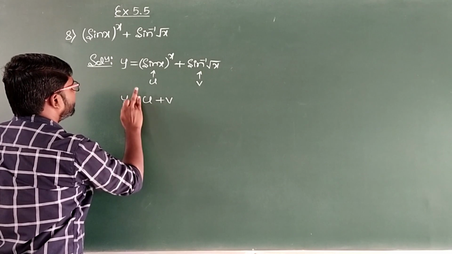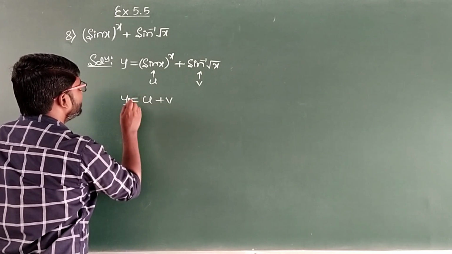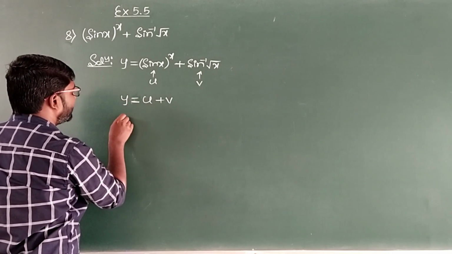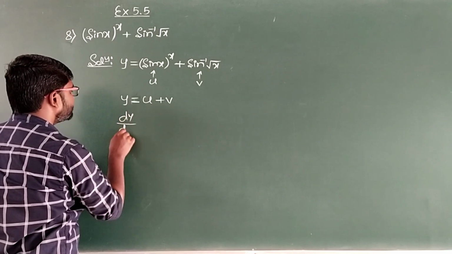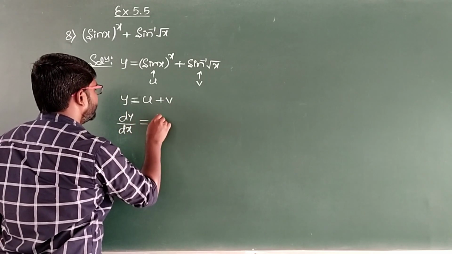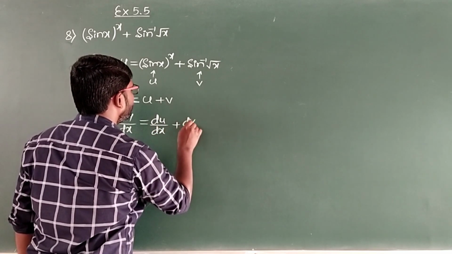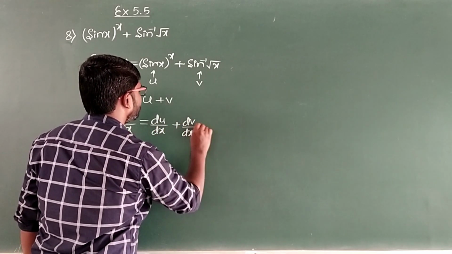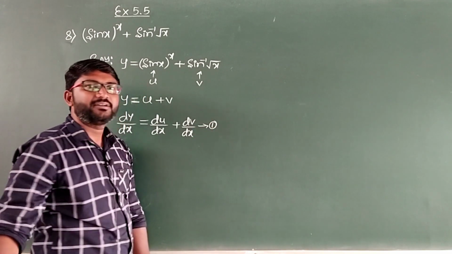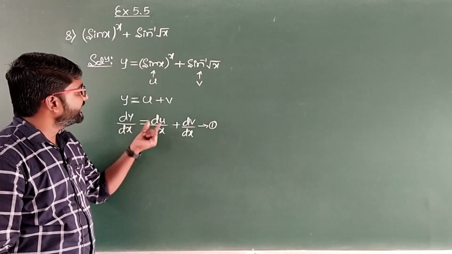Now differentiate both the sides with respect to x. So what do we get? dy by dx is equal to du by dx plus dv by dx. We should call this equation number 1. Now we will have to go for du by dx.